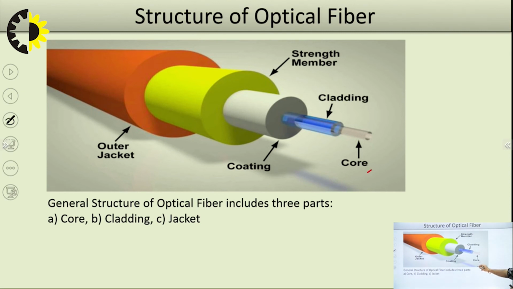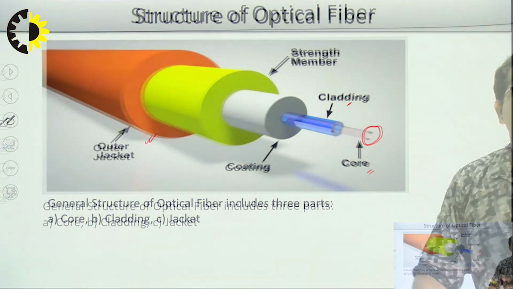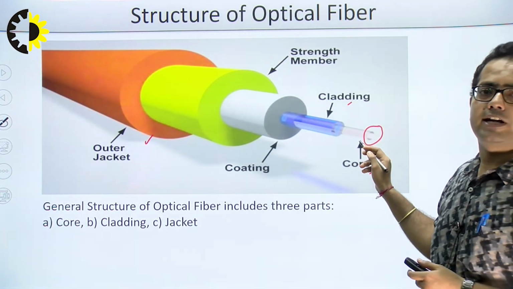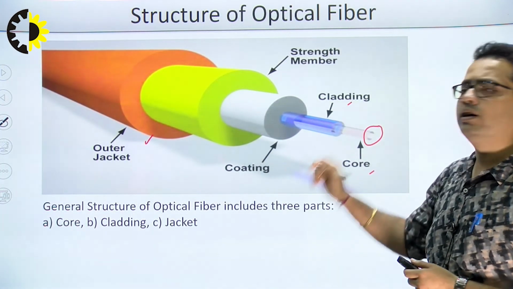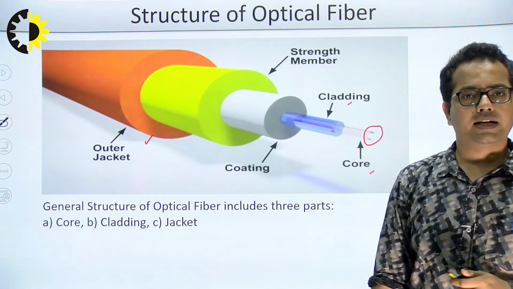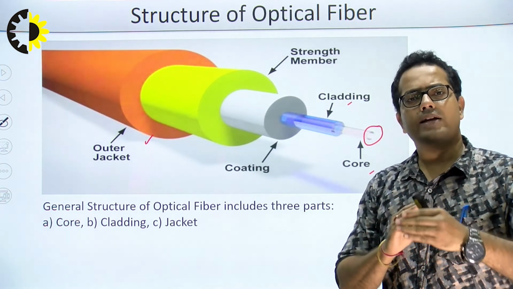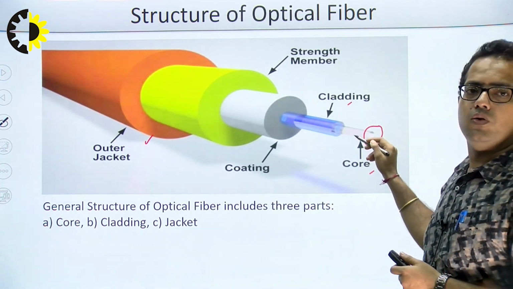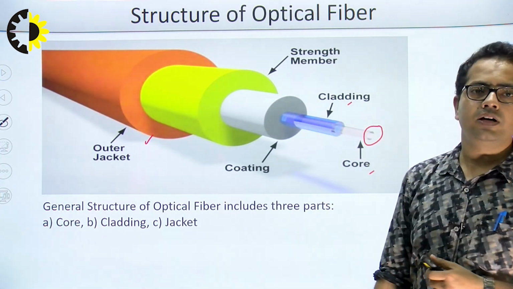First is the core, then we have the cladding, and the final part is the jacket. The core is made of silica, that is glass, and its refractive index is higher than the refractive index of the cladding, in order to ensure total internal reflection. So the refractive index of the core is higher than the refractive index of the cladding.